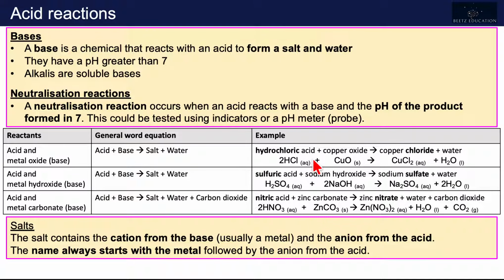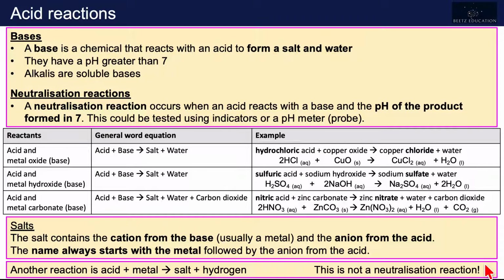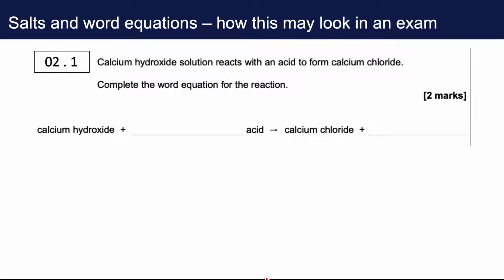Hydrochloric acid forms a chloride, sulfuric acid forms a sulfate, nitric acid forms a nitrate, and you need to remember those salt endings accordingly. A final acid and metal reaction, this is a fourth reaction that is not a neutralization reaction because you don't produce a salt and water, is this one shown here. Again, I covered that in my previous video.